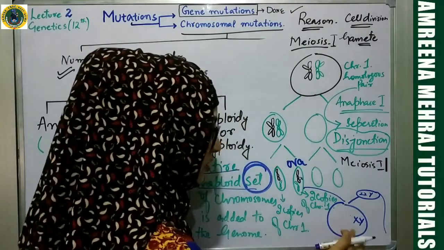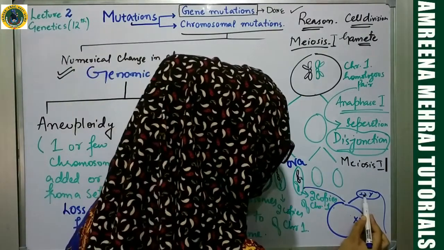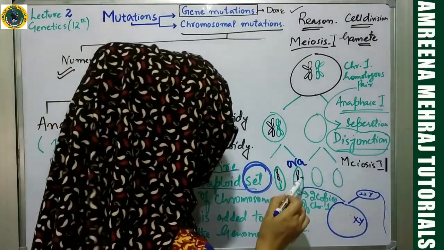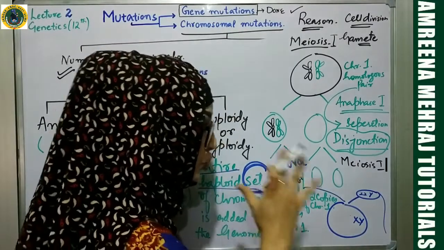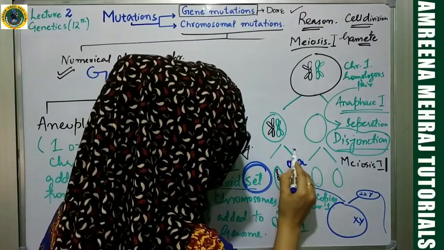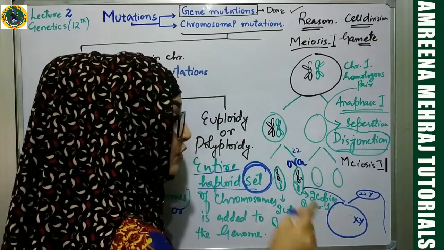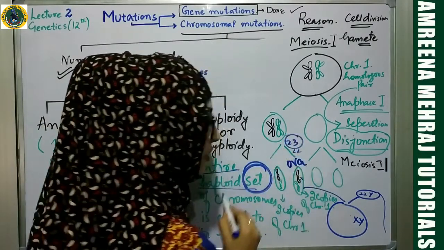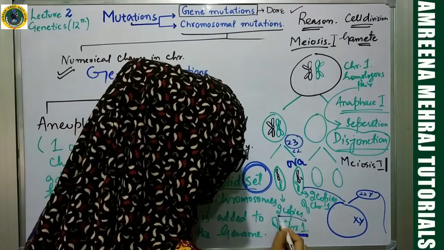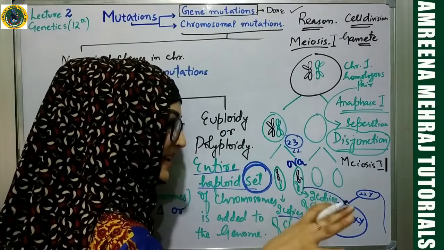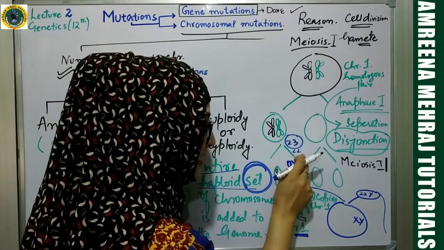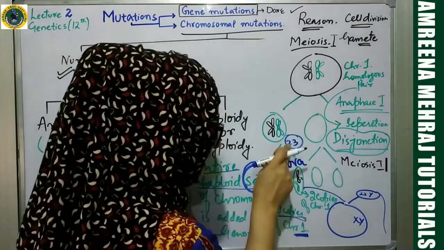X and Y. Done. So the child will be what? Male. But how many autosomes does this have? 22. The rest of the autosomes will be correct, but chromosome number 1 will be present in how many copies? 2. So this particular gamete is not having the normal 22 autosomes. It's having 23 autosomes. Think why it is having 23 autosomes? Because it's having one extra copy of chromosome number 1. So it has 2 copies of chromosome number 1. The rest of the chromosomes have only 1 copy. But chromosome number 1 is present in 2 copies. So total autosomes in this particular cell will be 23.